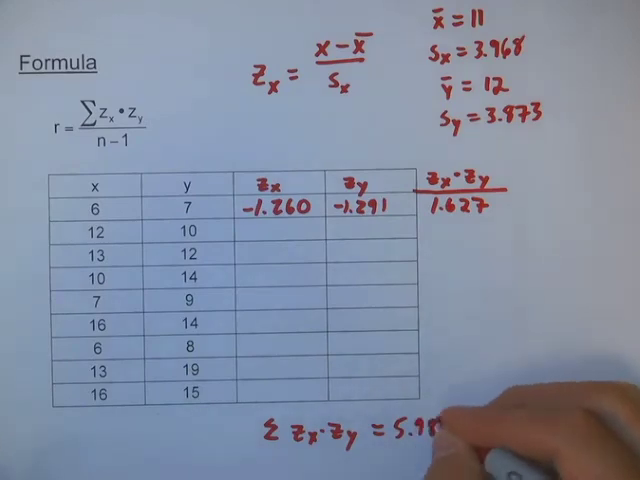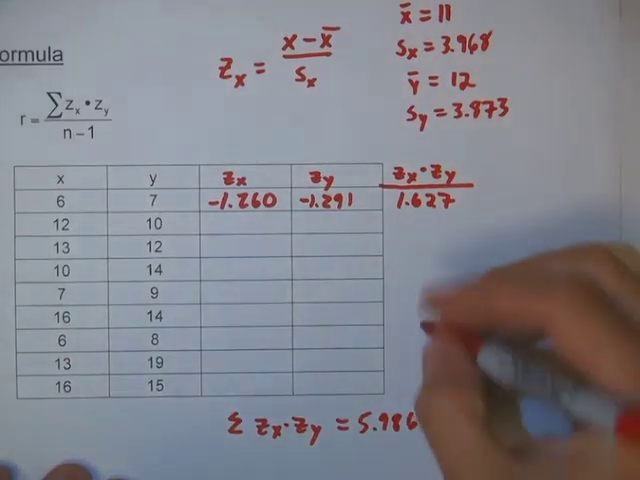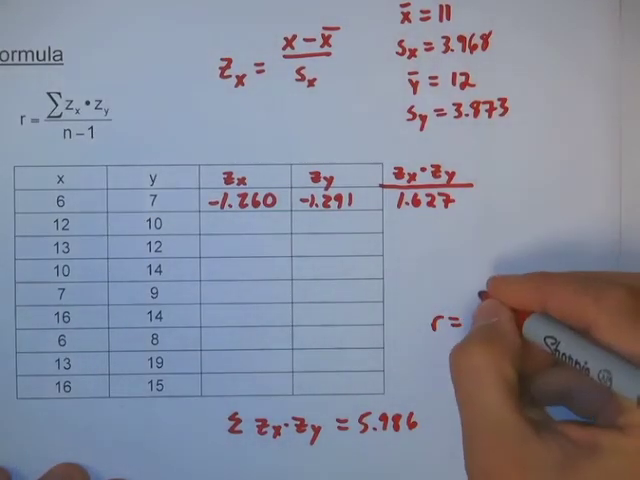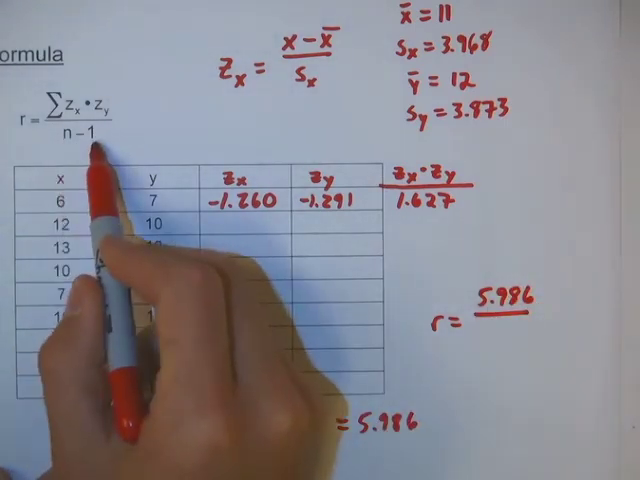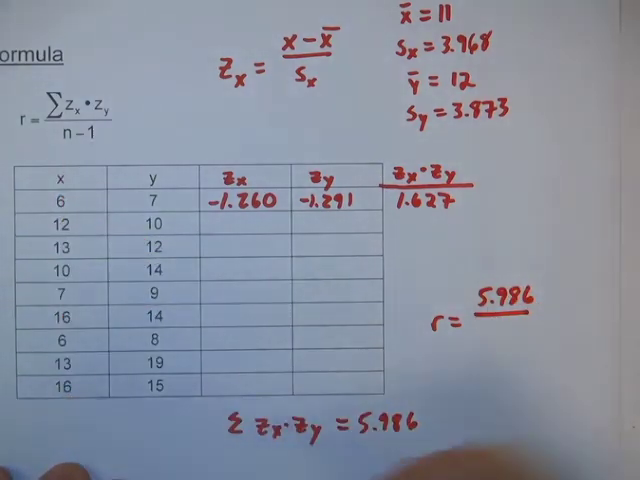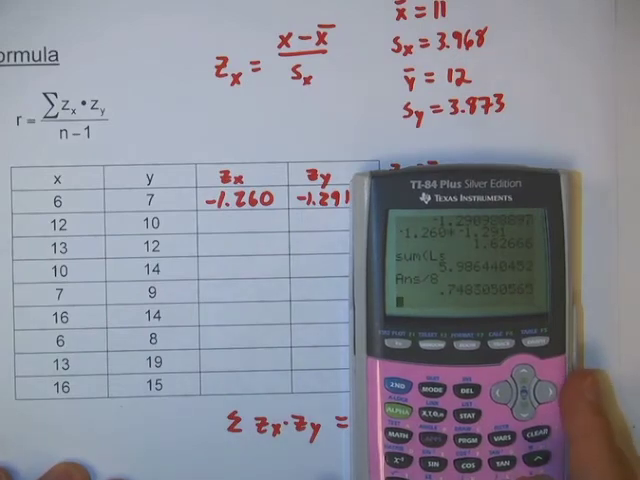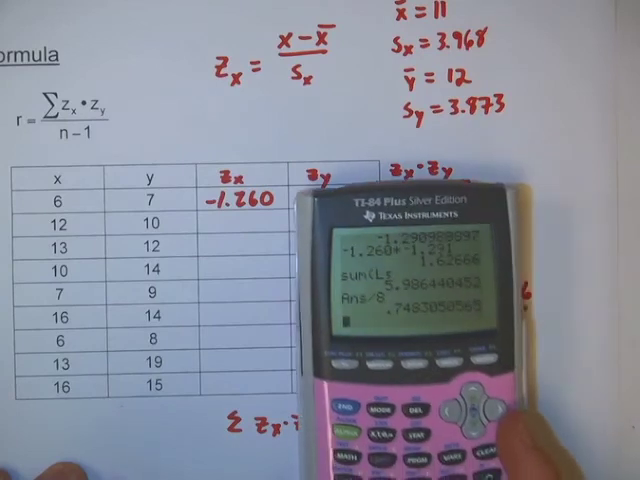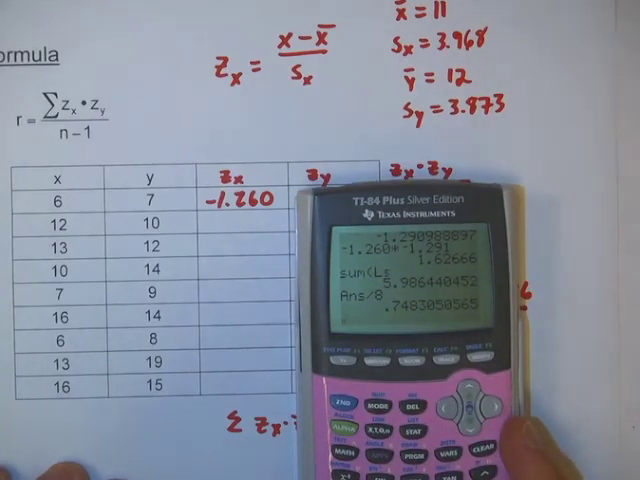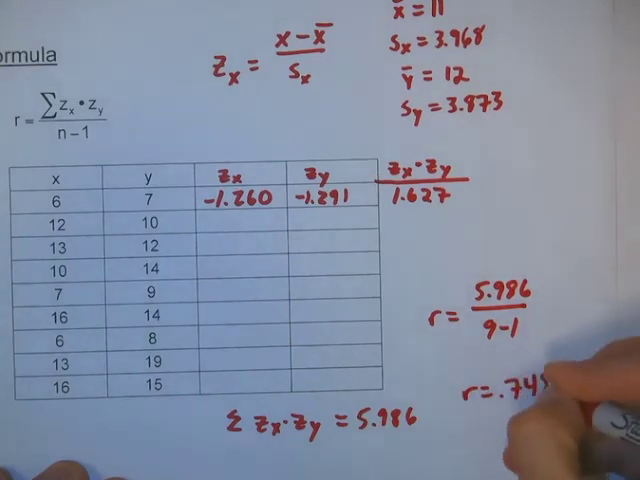Now to finish up my r calculation, r is going to equal 5.986 divided by n minus 1. n was equal to 9, so I'm going to end up dividing that number by 8. That gives me a correlation coefficient of about 0.748. So r equals 0.748.